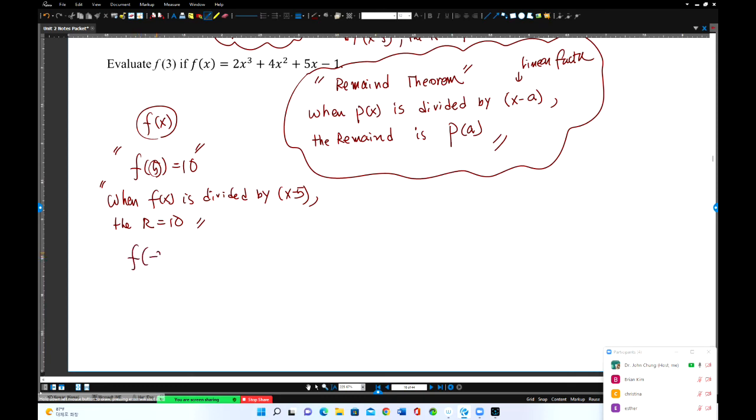Another one, if we have f of negative 3 equals 5, can you translate this one? When f of x is divided by x plus 3, that's a factor, right? That's why when you plug in here, x plus 3 is going to be 0. The remainder is 5, okay?